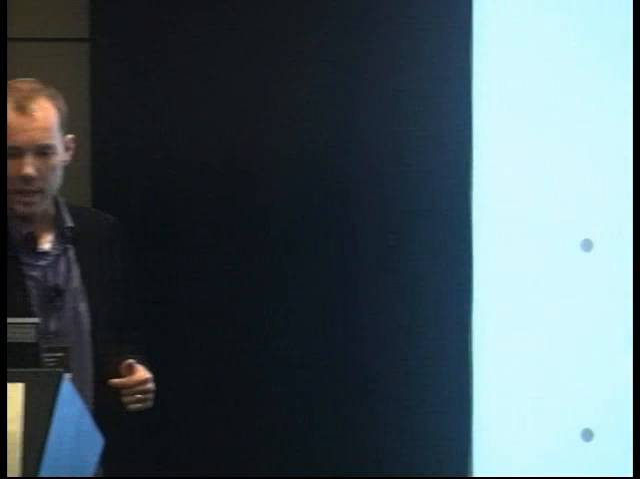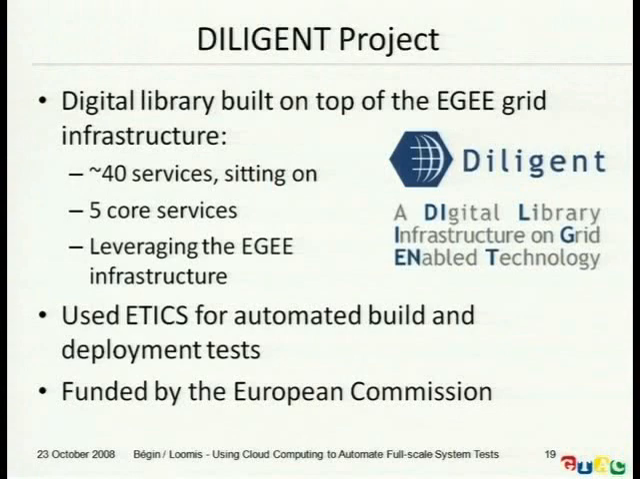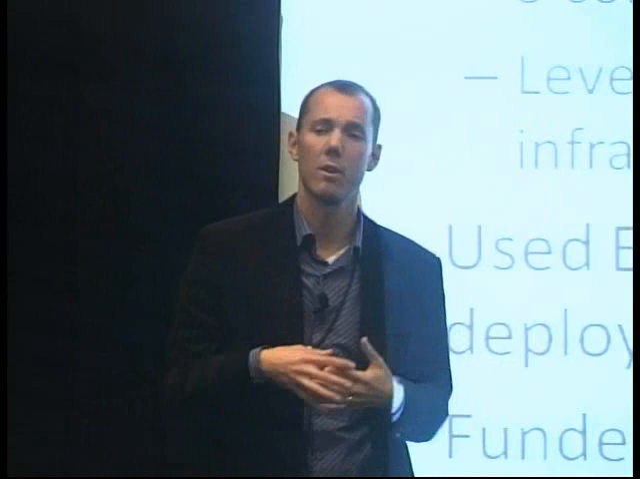Another project that I want to talk about briefly is the Diligent project. It used the ethics service as well to automate, but focused more on testing. So Diligent is a digital library built on top of the EGEE grid, and it basically uses the grid to build indexes. It goes through a large set of rich documents and builds indexes so that you can have quick queries via a web form online.